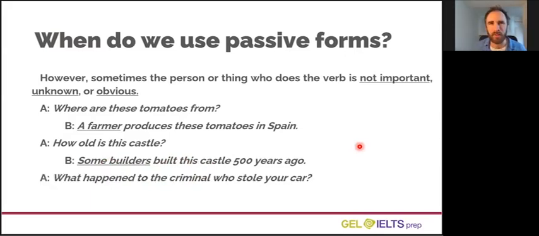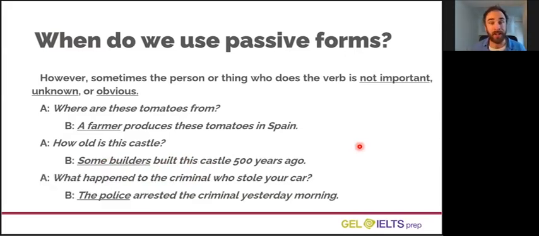What happened to the criminal who stole your car? The police arrested the criminal yesterday morning. Well, the verb is arrest, and only the police can arrest somebody usually, so I don't need to say the police arrested the criminal. These sentences are in active, but they should not be. They should be in passive.